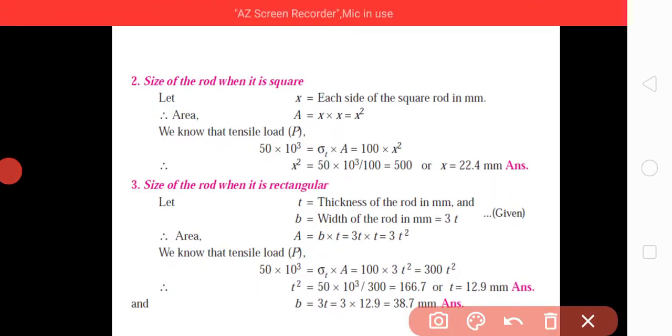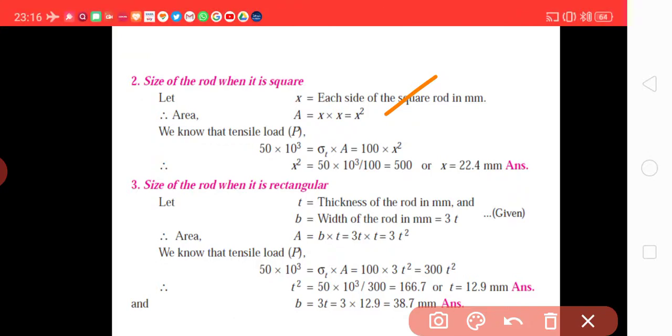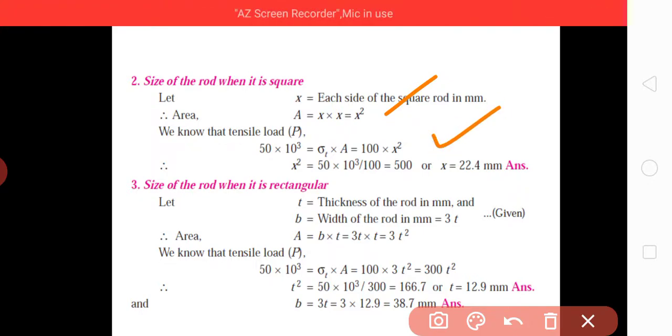Similarly, when the rod is of square section, let x be the side of the rod, then area is equal to x into x, that is x square. We know again that load P is 50 into 10 to the power 3 equal to sigma into A. Sigma is 100, so 100 into x square gives x square equal to this much. On calculation, x comes out to be 22.4 mm.